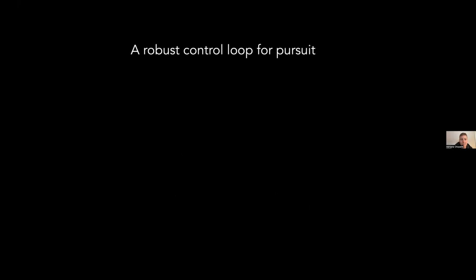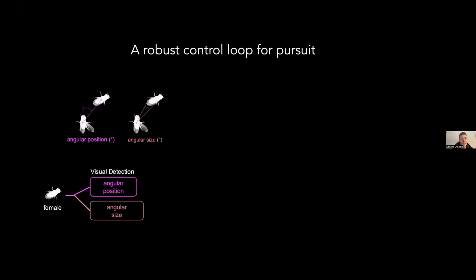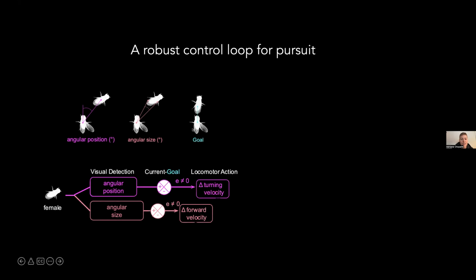So this suggests that this is governed by a very robust visuomotor control loop in the male. He's presumably taking in information about the female's position in space, so her angular position and angular size in his field of view, and he's perhaps calculating some sort of error between her position at one time point and his goal position. So he wants to center her in his field of view.